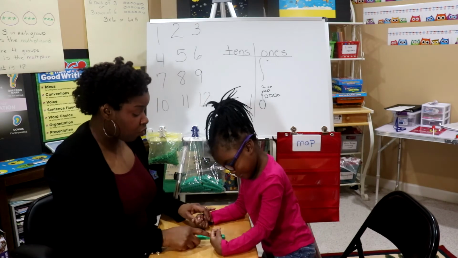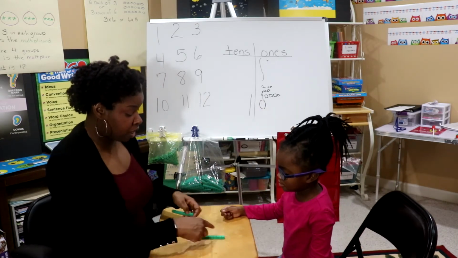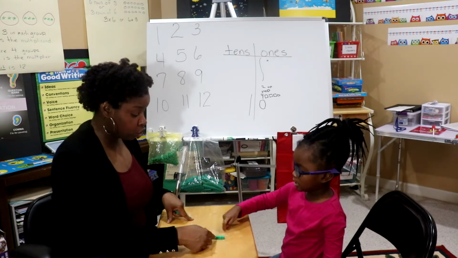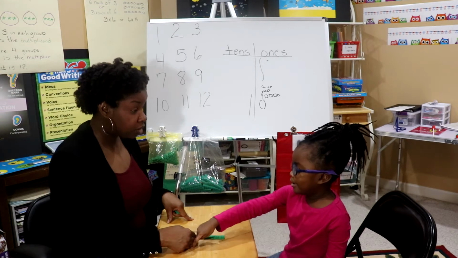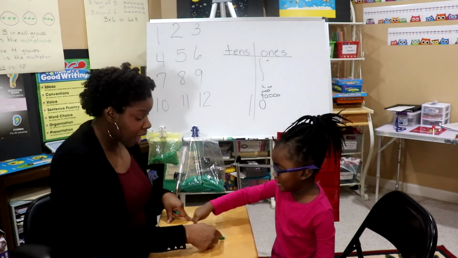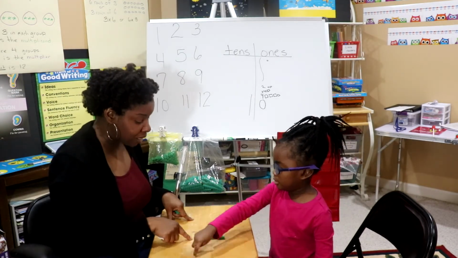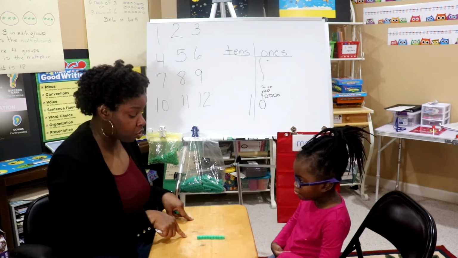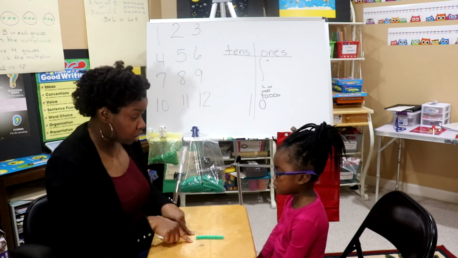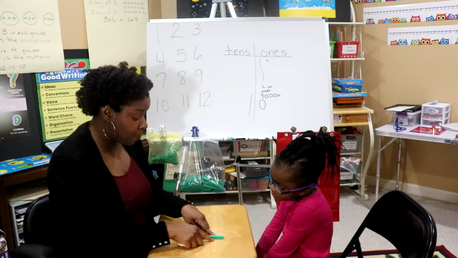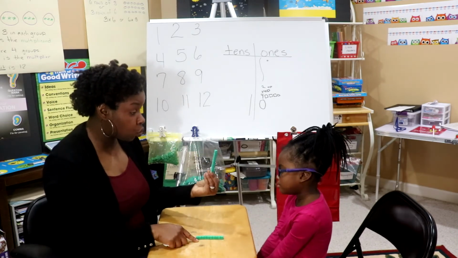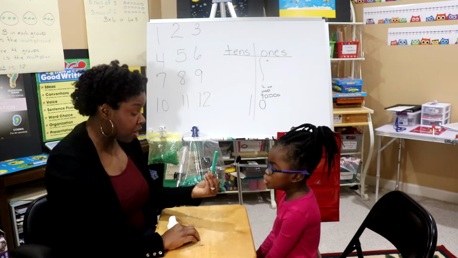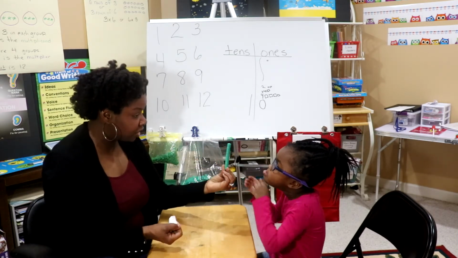So we started off with how many ones right here? How many ones do we have? How many blocks do you have? You have 10 blocks. Okay, stop. Hands in your lap so you can focus. We have 10 blocks. But now these 10 blocks equal this 10. So now I'm going to take these 10 blocks away and I'm going to give you this.